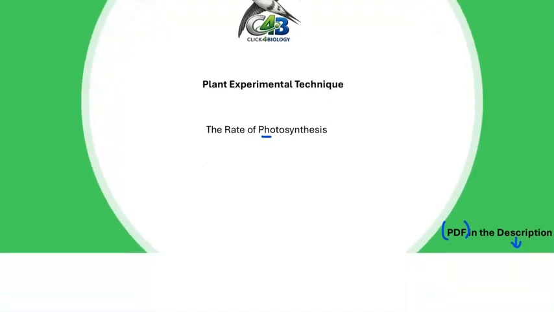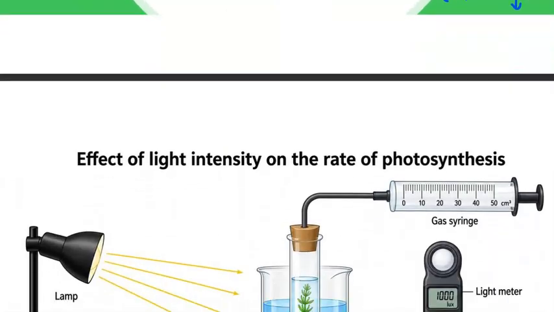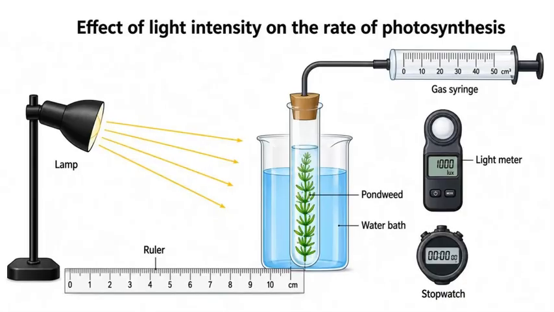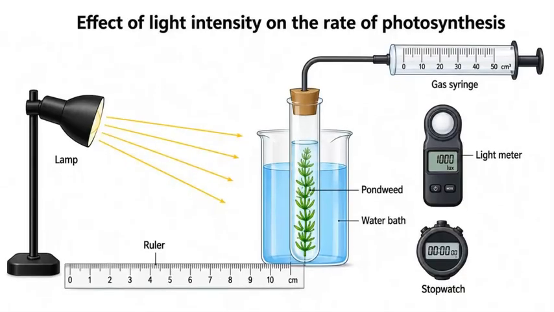Let's take a look at the apparatus. Now, in this particular application of the apparatus, I'm going to look at the effect of light intensity on the rate of photosynthesis, although this basic technique can be modified by changing the independent variable from light intensity to things like temperature and various other factors.